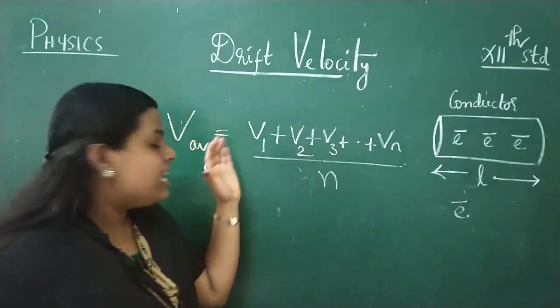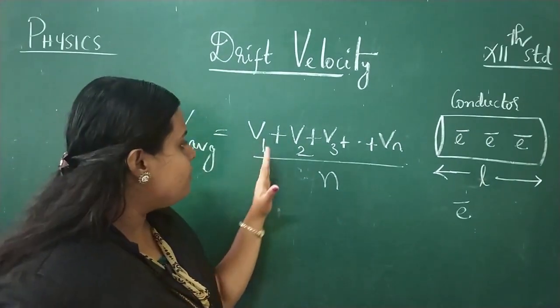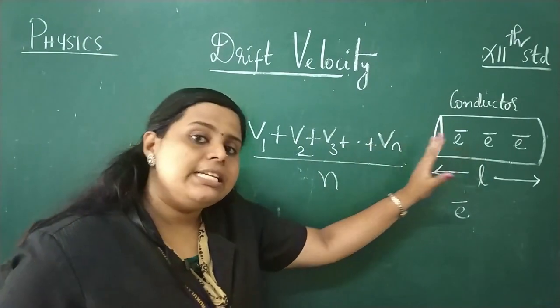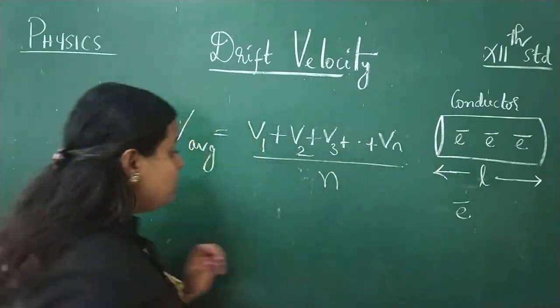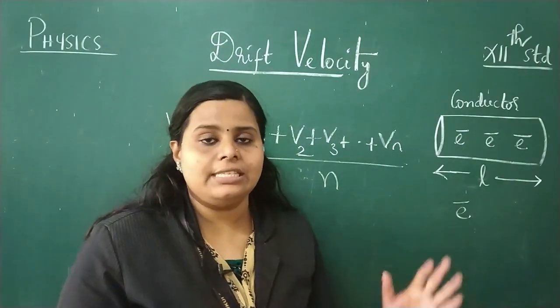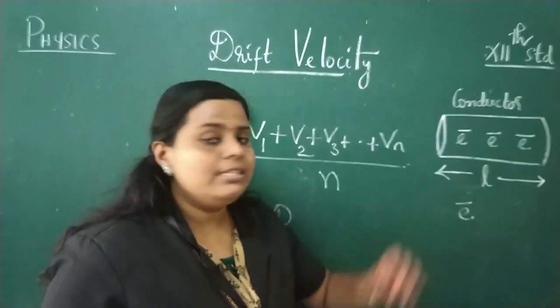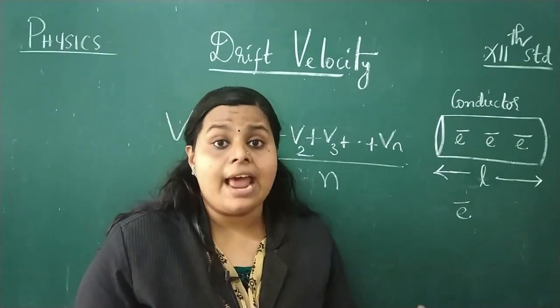And in this manner we can calculate the average velocity, that is V average is equal to V1 plus V2 plus V3 plus etc. plus Vn divided by n. And what about this average velocity? Before applying the electric field, the average velocity is 0 because the charges are in random motion. The free charges are in random motion.